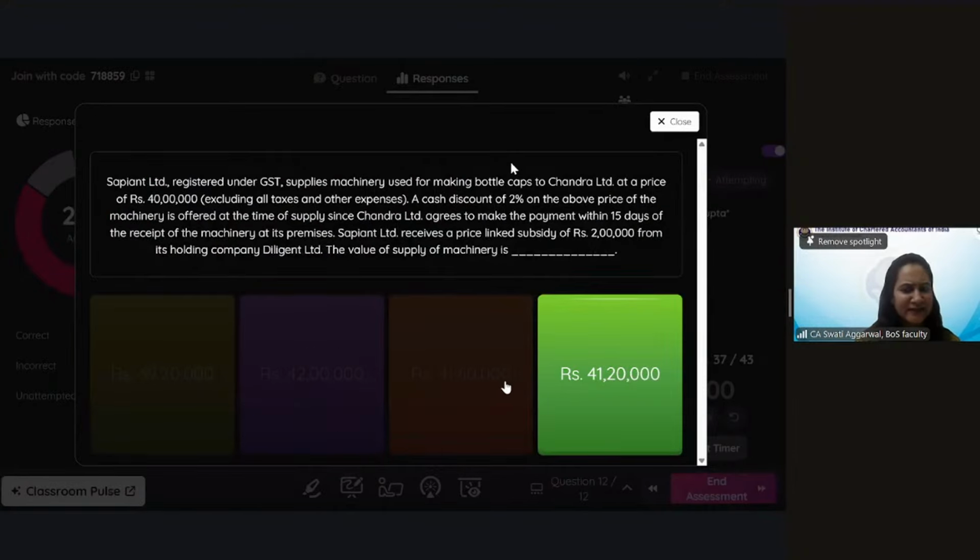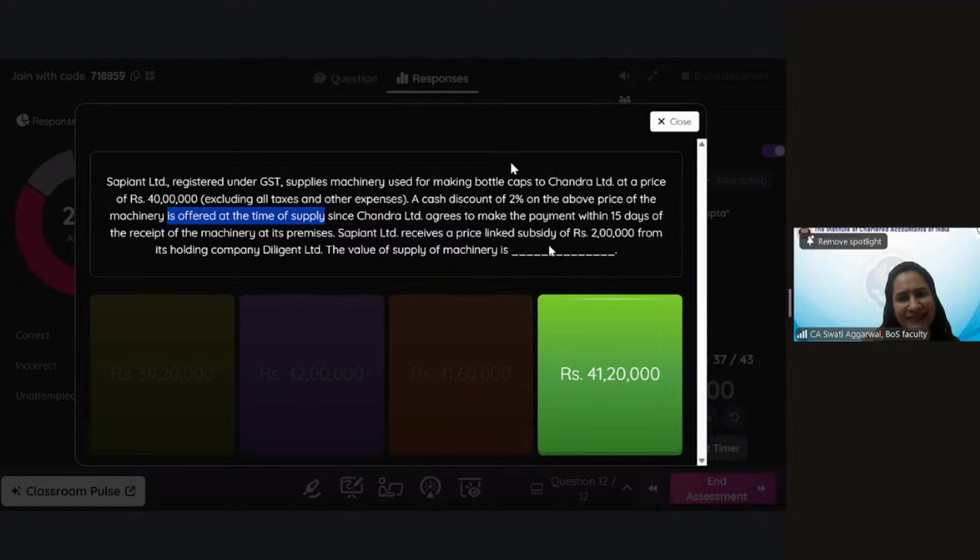Let's see the correct answer. Correct answer is rupees 41,20,000. How is this answer derived? यहाँ पर जो cash discount है, it is allowed as deduction from value of supply. क्यों allowed है deduction? क्योंकि it is offered at the time of supply. ठीक है? So 40 lakh का 2% discount comes to rupees 80,000. 40 lakh minus 80,000, I'm sorry, it comes to rupees 39,20,000.